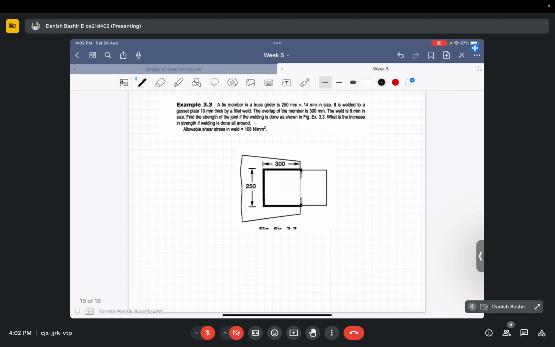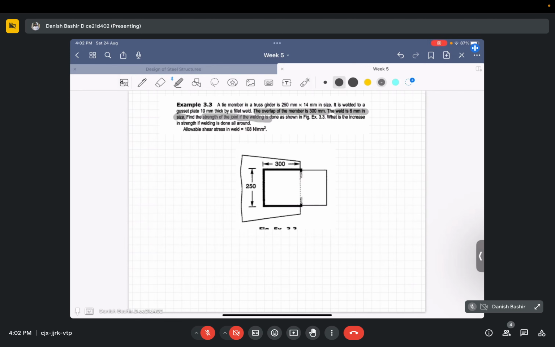Then we have one more problem. A tie member in a truss girder, which is 250 mm by 300 mm in size, is welded to a gusset plate of 10 mm thickness by a flat weld. The overlap of the member is 300 mm, so there is a constraint on the overlap that it has to be 300 mm only. The weld is 6 mm in size.